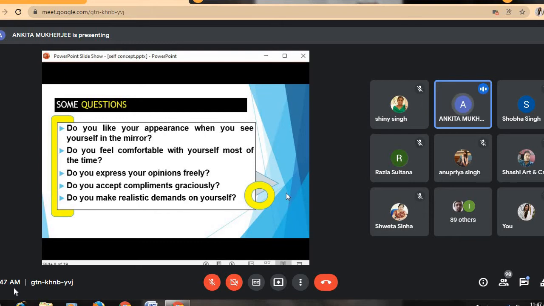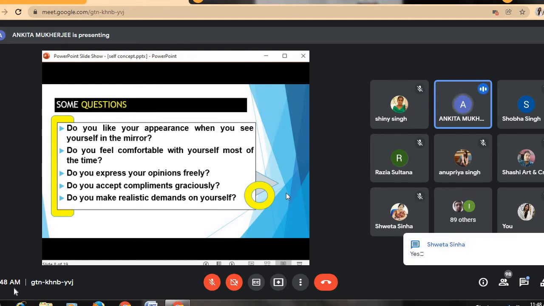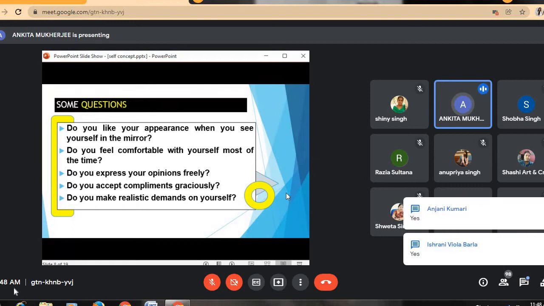So the questions are: Do you like your appearance when you see yourself in the mirror? Do you feel comfortable with yourself most of the time? Do you express your opinions freely? Do you accept compliments graciously? Do you make realistic demands on yourself? So these are the few questions, everyone. If the answer to most of the questions is yes, then the self-concept is towards the positive side. Otherwise, if most of the answers are no, then your self-concept is going towards the negative side.